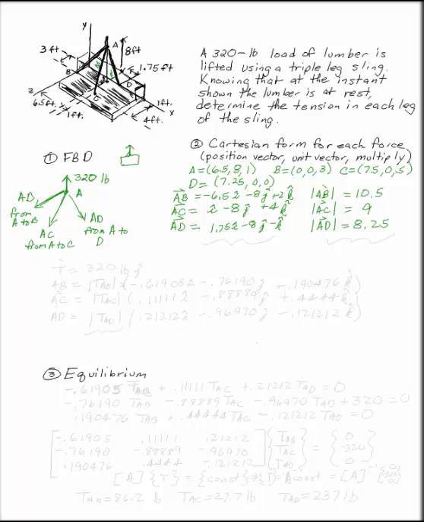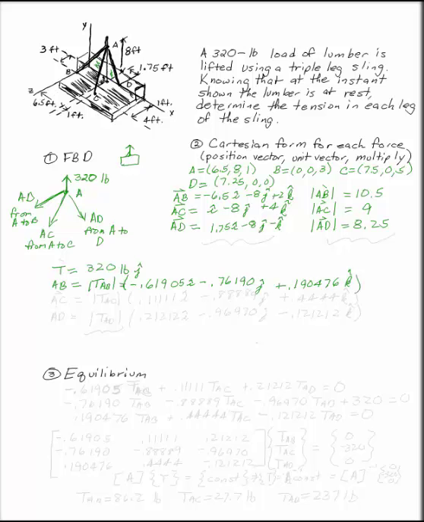Now I can write each of my forces in their Cartesian forms. I've got the tension in the top chord is going to be 320 pounds in the positive j direction. The tension in AB, if you take these numbers, divide by that magnitude, and multiply by the magnitude of the force itself, you get, and I just divided these out on a calculator, minus 0.61905i minus 0.76190j plus 0.190476k.